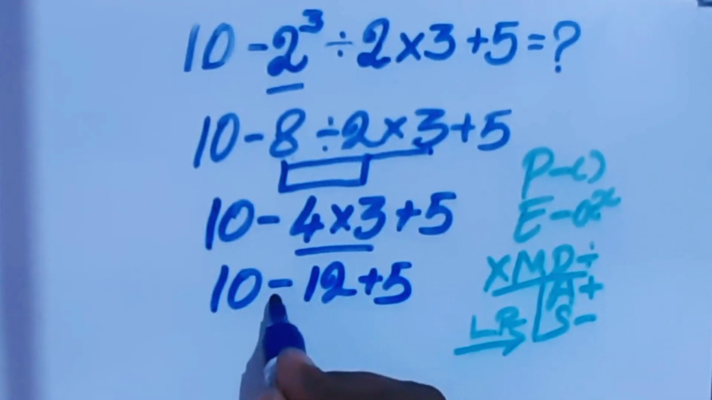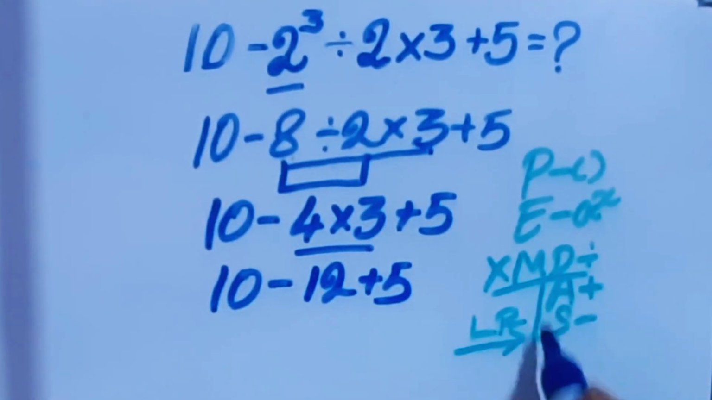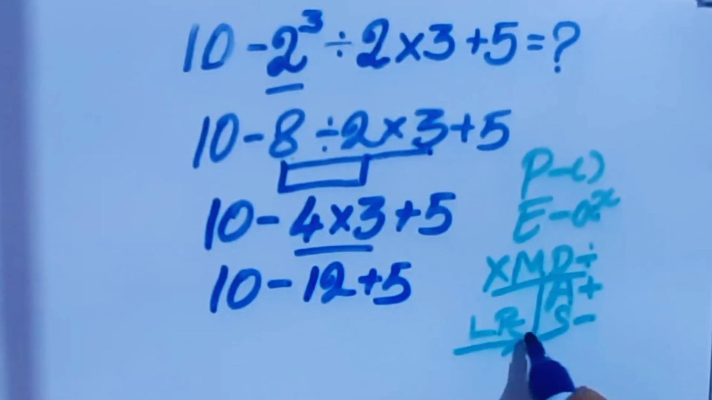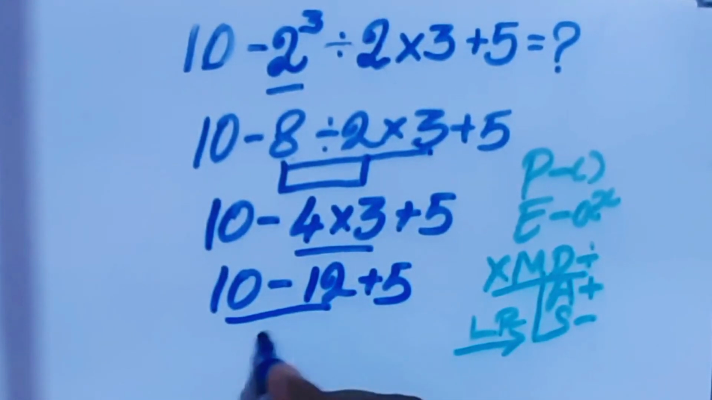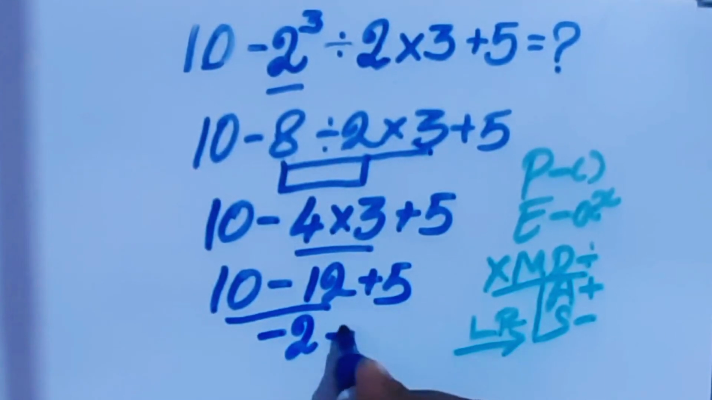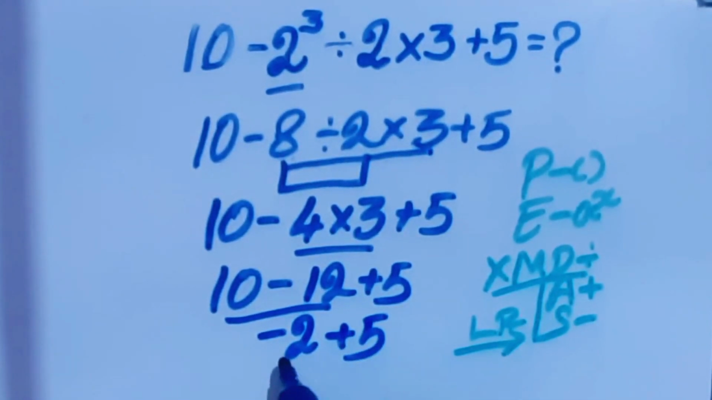Here we have subtraction and addition. Both are equal priority. We are going to follow left to right. Here left to right is this 10 minus 12. 10 minus 12 is negative 2 plus 5. Here negative 2 plus 5 is 3, which is the correct answer.